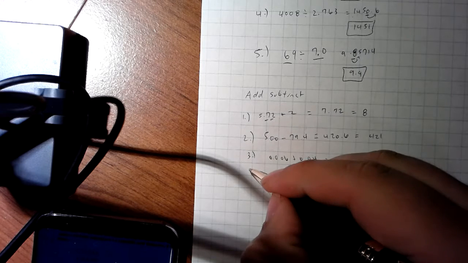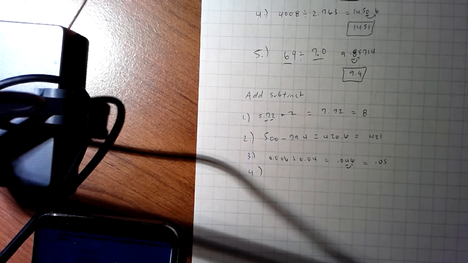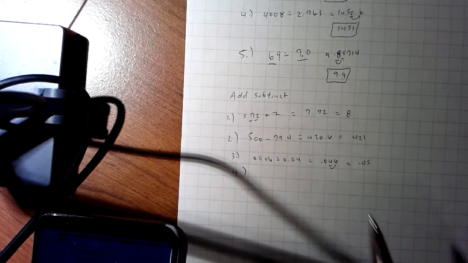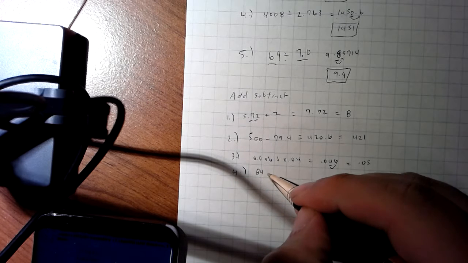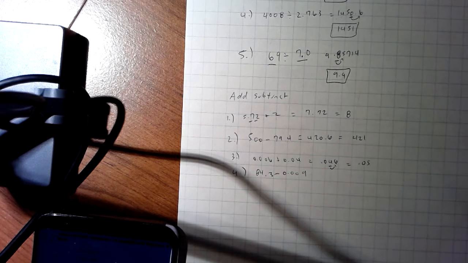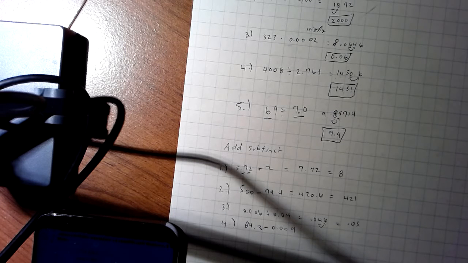Let's look at number 4, and that one has 84.3 minus 0.009. So type it in the calculator. 84.3 minus 0.009. We get 84.291.